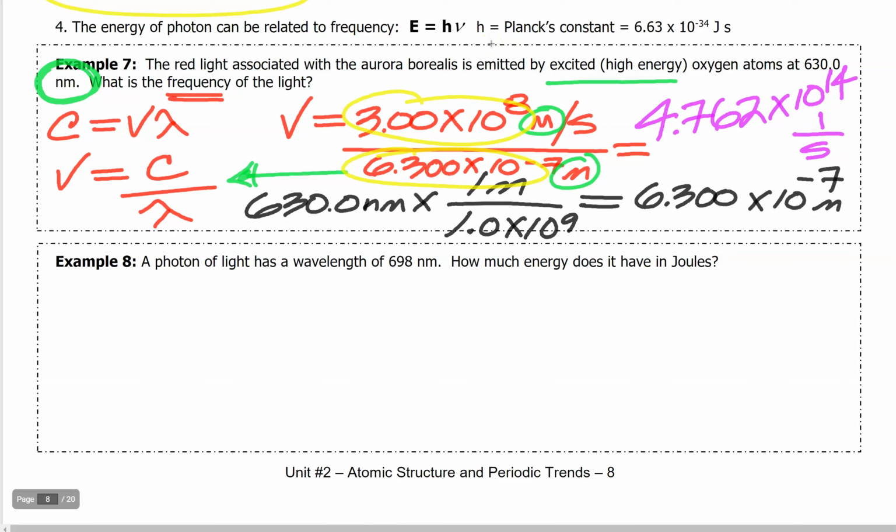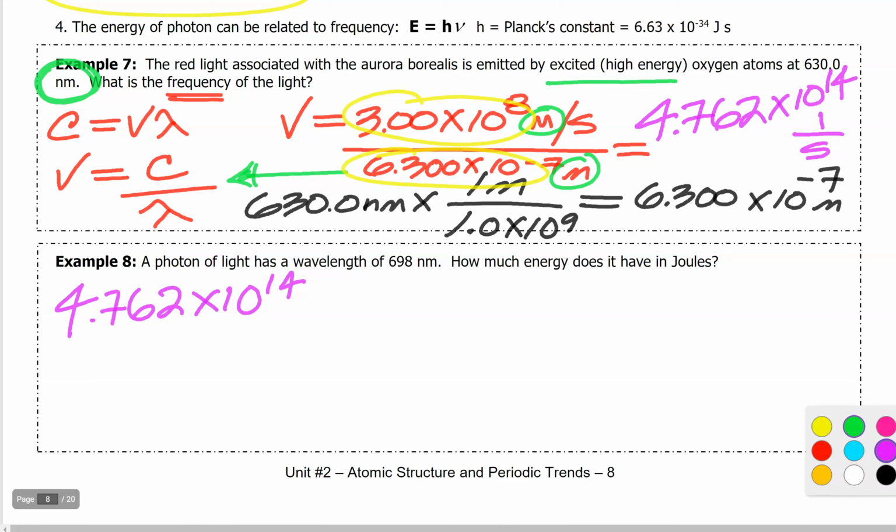Okay, so we ended last time and kind of ran out of time, so let's talk about this real quick. This was 4.762 times 10 to the negative 14th, on example 7. And so that was a frequency. Now, if you look, the number is very large, right? So this is a particularly big number.